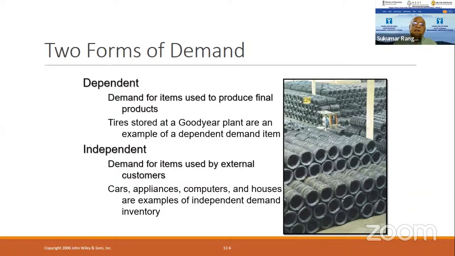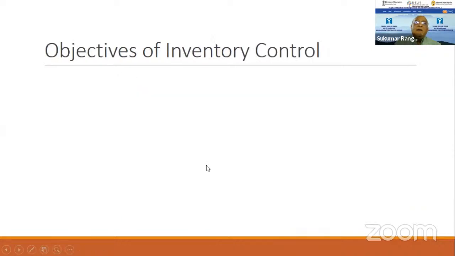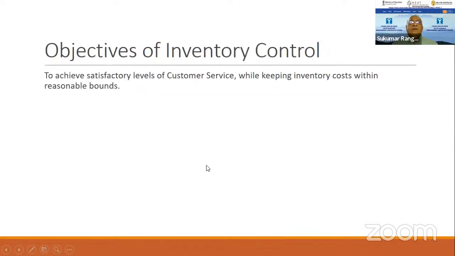So in this situation, similarly, there are very different situations in which the demand for these things is independent, and hence the inventory is also called independent demand.